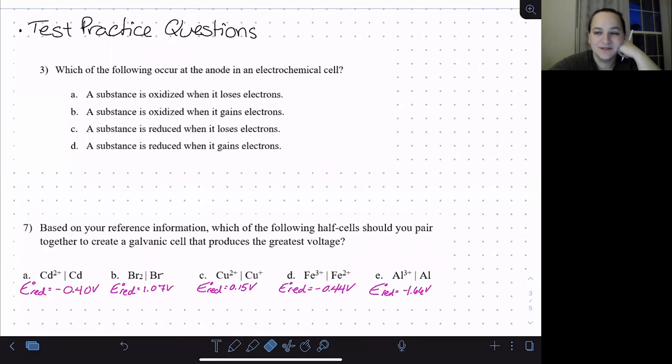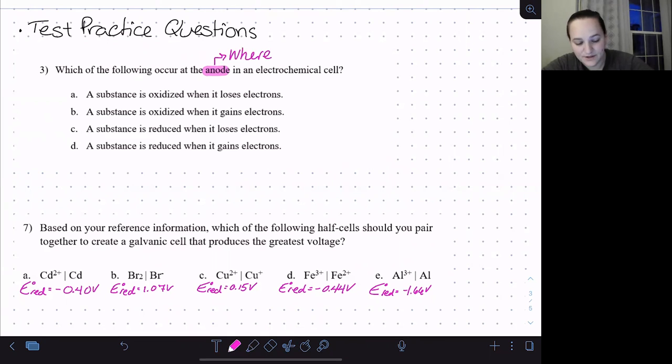I also had a few requests to go over some problems from the test practice that I posted. So the first one that was requested was number 3, which of the following is occurring at the anode in an electrochemical cell? So the definition of the anode is where oxidation happens.